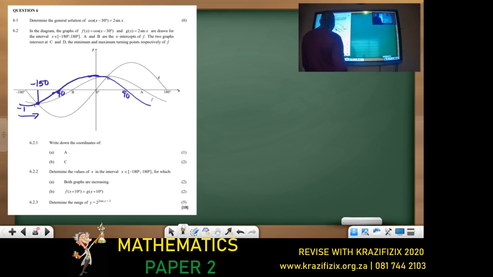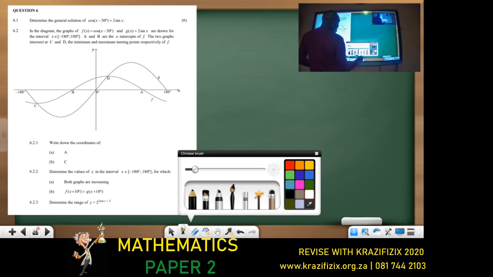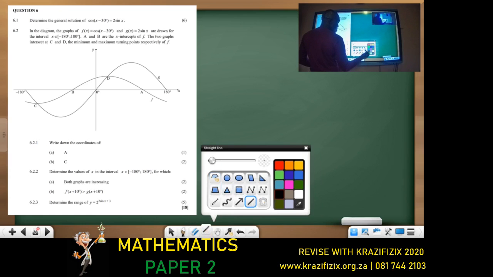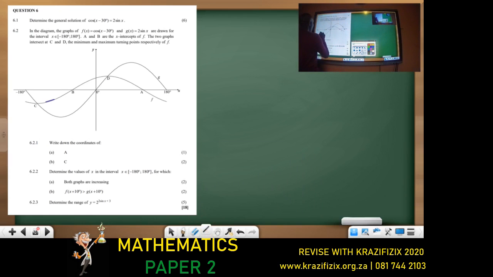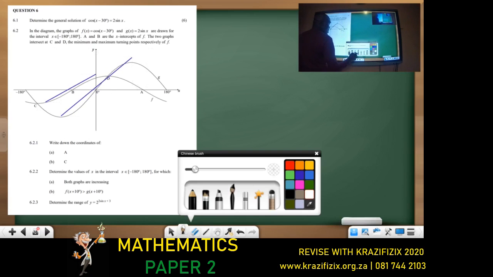Determine the values of x in the interval for which both graphs are increasing. Alright, where are both graphs increasing? I like to use where the gradient is increasing, so I'm just going to draw gradients quickly. Alright, check this. Right from here, there's an increasing function there. Okay, also that is increasing. Okay, so the increase actually stops there.